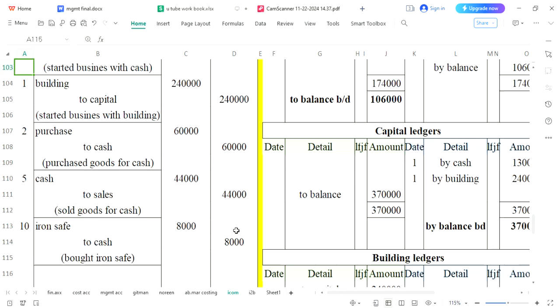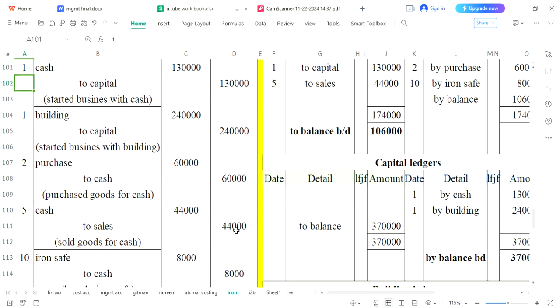Starting from the first entry, sale is not present. Second entry, sale is not present. Next entry, sale is not present. You will skip all these entries.